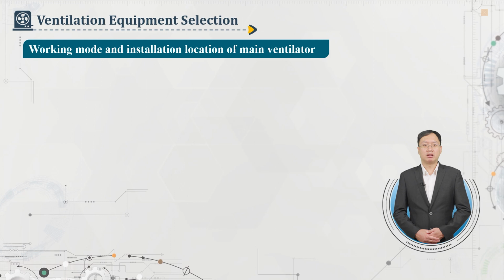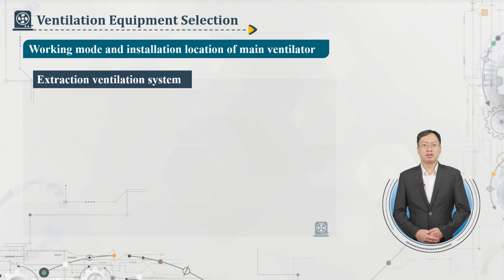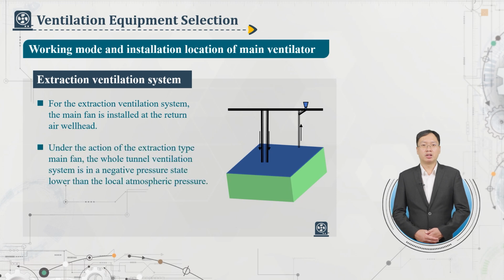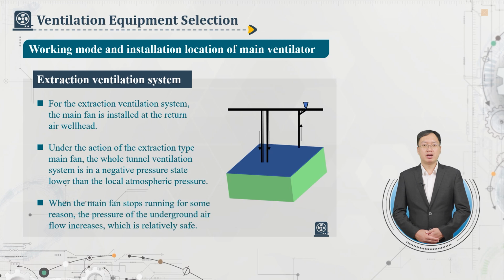Working mode and installation location of the main ventilator. For the extraction ventilation system, as shown in the figure, the main fan is installed at the return air wellhead. Under the action of the extraction type main fan, the whole tunnel ventilation system is in a negative pressure state lower than the local atmospheric pressure. When the main fan stops running for some reason, the pressure of the underground airflow increases, which is relatively safe.